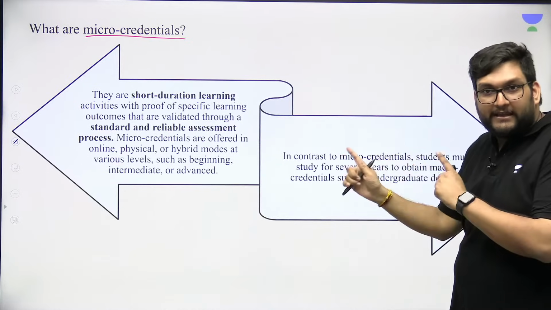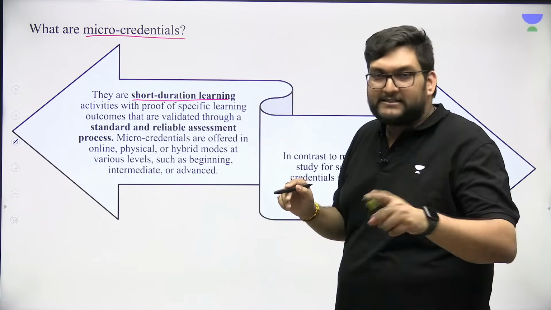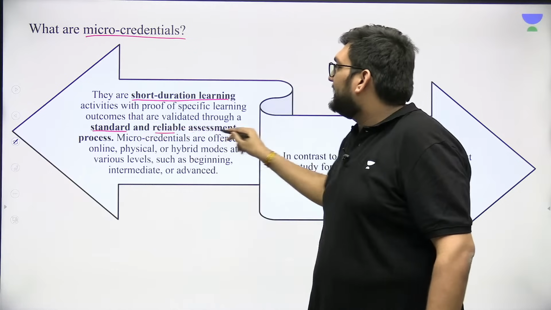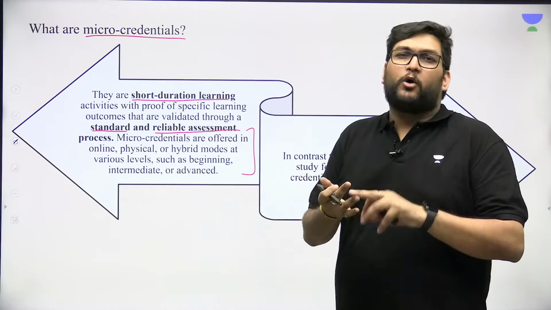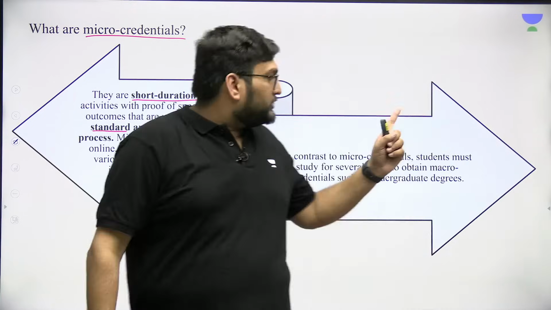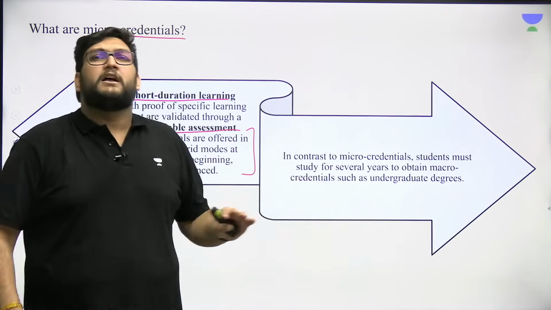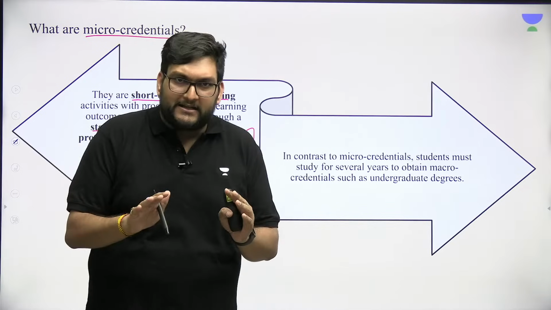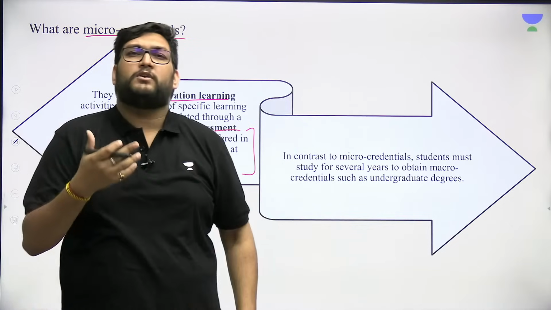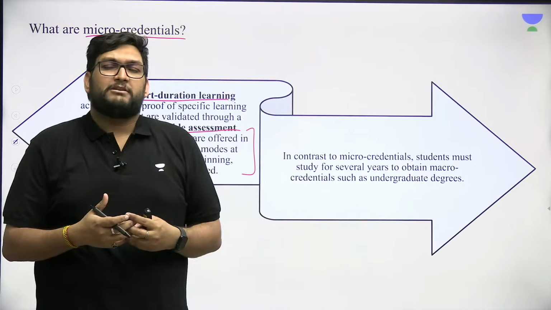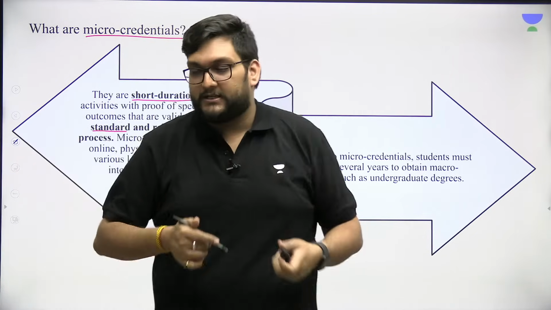Now, how does he argue what is a micro and macro credential? Micro credentials are short duration learning activities which are done with a standard and reliable assessment process. Over and above that, it could be in any model: hybrid, online, physical, does not matter. This is in contrast to what we know as macro credentials, which are basically undergraduate degrees, which are now becoming more and more irrelevant in that regard. If you've done a BA Honours, if you've done a basic Masters, it is not very relevant. You have to give NET, you have to give other professional degree examinations so as to get certain forms of employment. And therefore, micro is important in that sense.